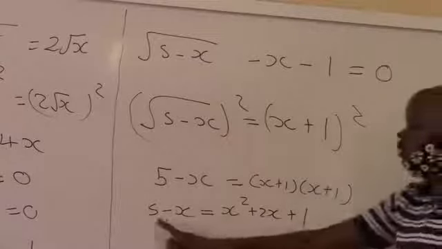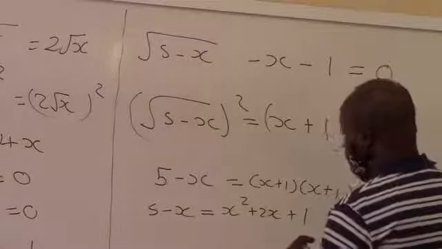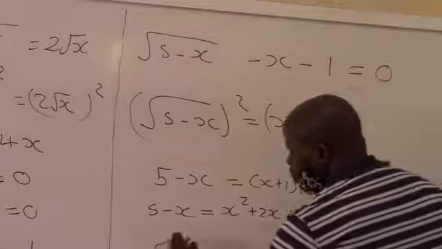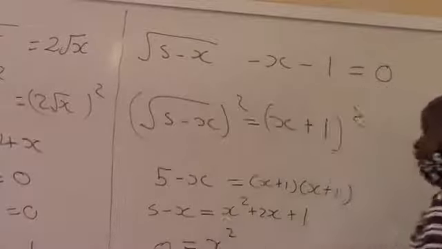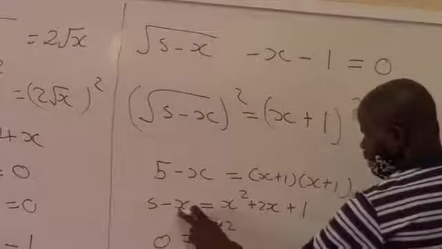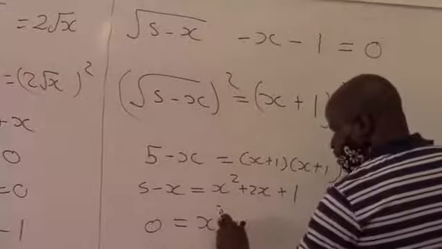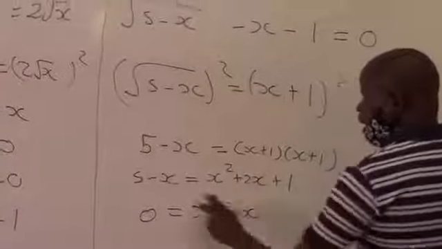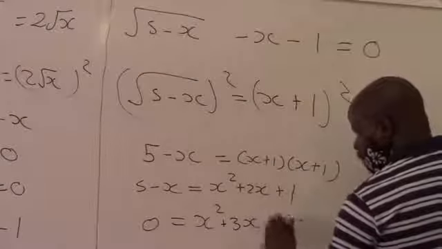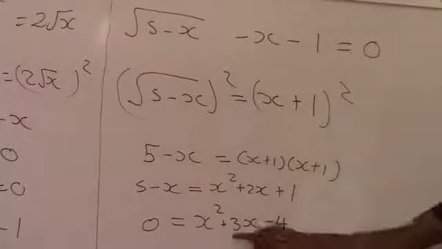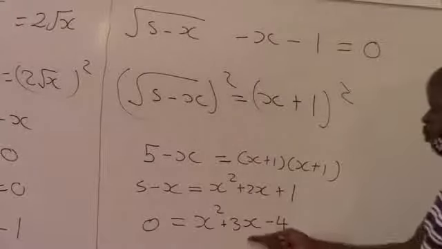Then we transpose the 5 and the x to the right hand side. So we'll have 0 is equal to, so this one doesn't have a friend. The negative x will become positive x. So 2x plus x will give us 3x. And then this becomes negative 5. So 1 minus 5 becomes negative 4. Now this is in standard form, so what we need to do is factorize.